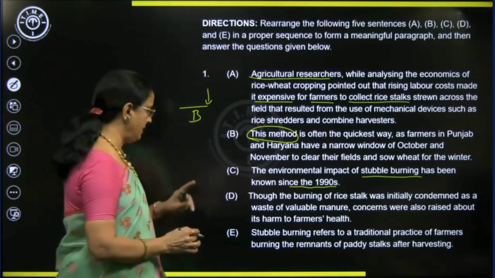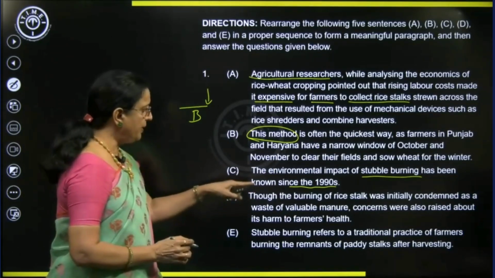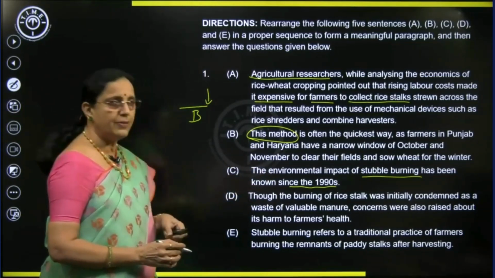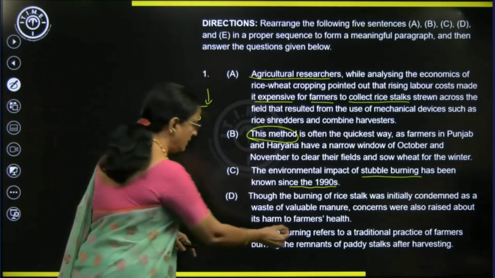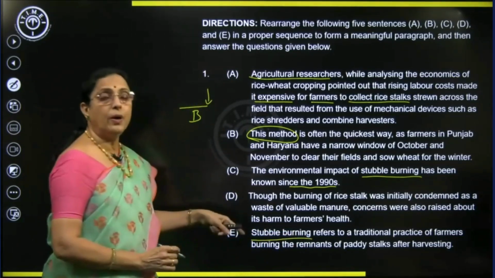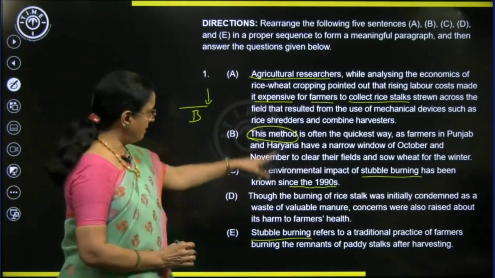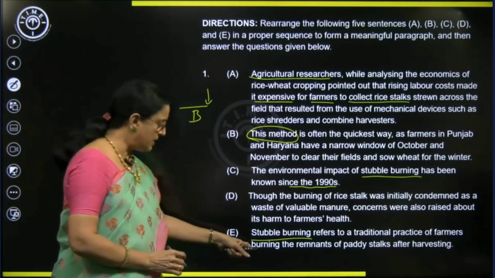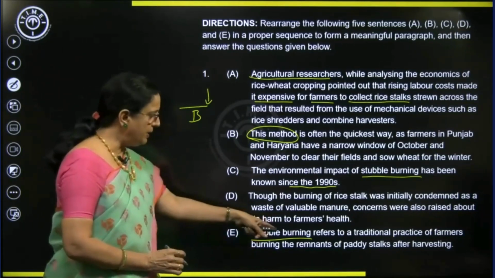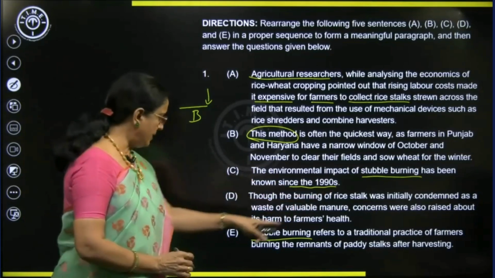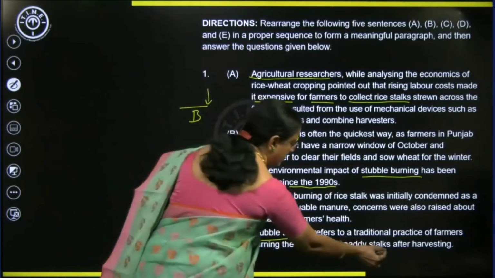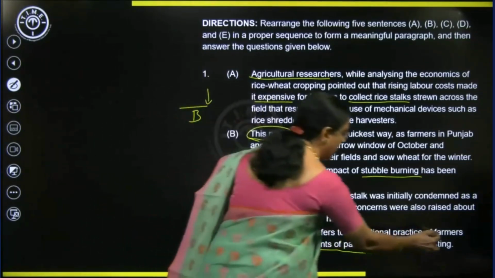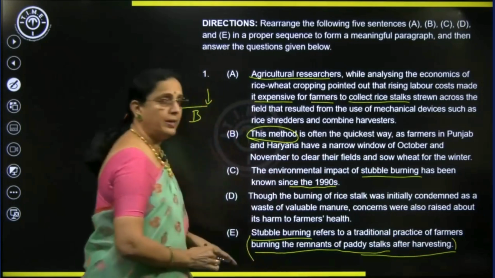Agree? Right, let's see. Stubble burning refers to a traditional practice of farmers burning the remnants of paddy stalks after harvesting. Alright, so this is giving the idea about what is stubble burning. So, the entire paragraph is about stubble burning. Don't you think that we should start the discussion with this one? Yes. And what is stubble burning? Traditional practice of farmers burning the remnants, right? Burning the remnants of paddy stalks after harvesting. This is what is stubble burning.